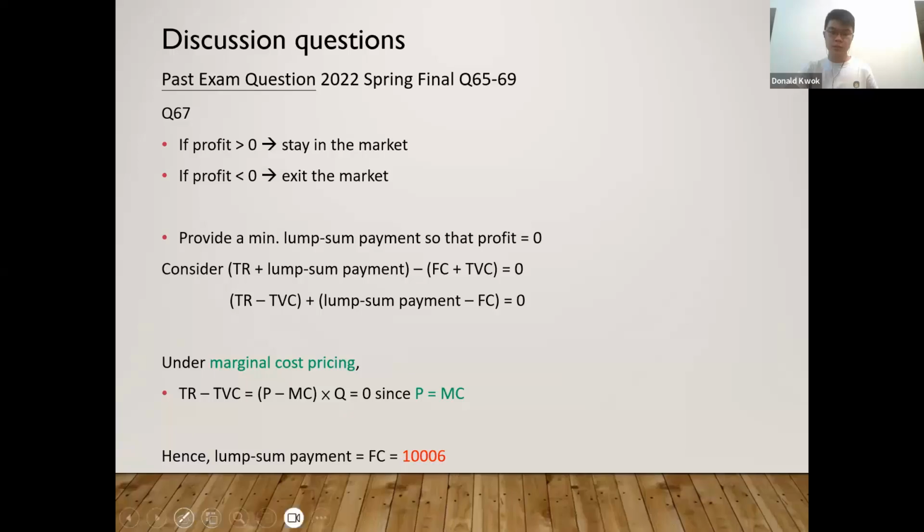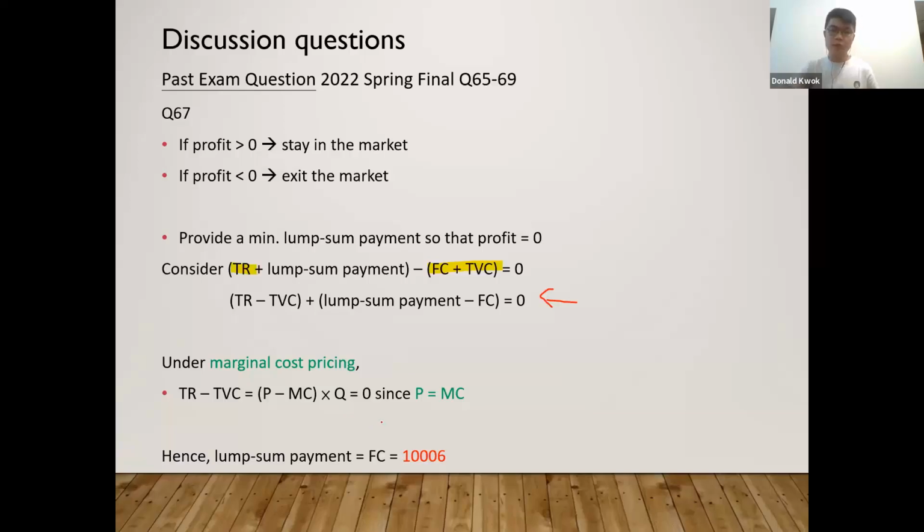So this is why we have the following equation, right? The highlighted component here is a profit, right? Total revenue minus total cost. Adding the lump sum payment will equal 0. So this is the target. And in the next step, I just distribute the components into 2 brackets for further analysis.